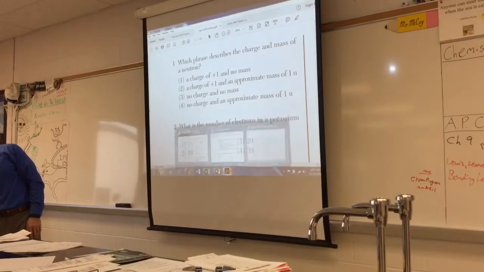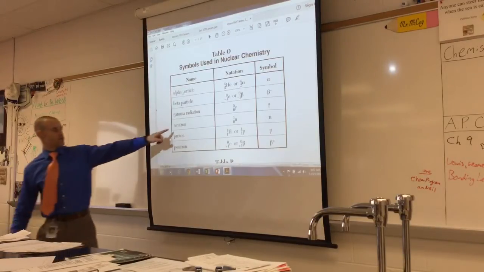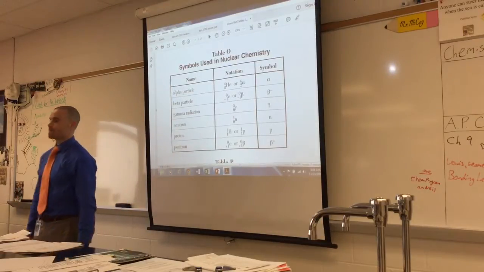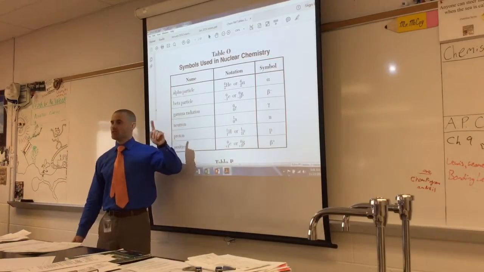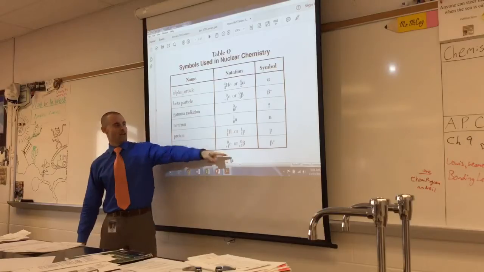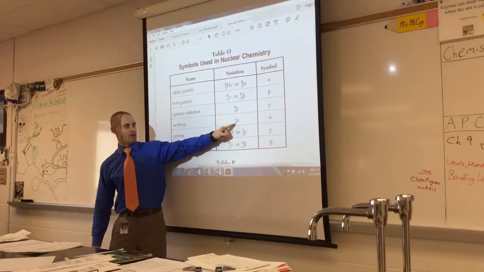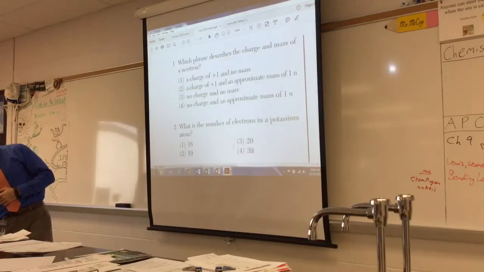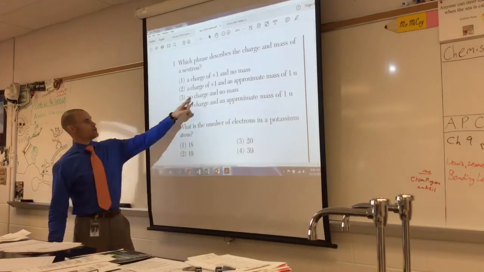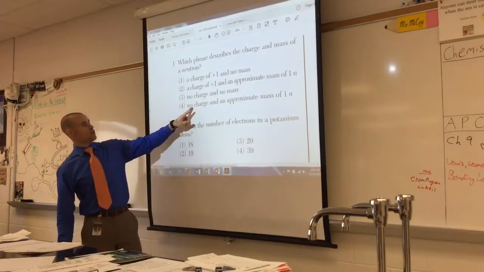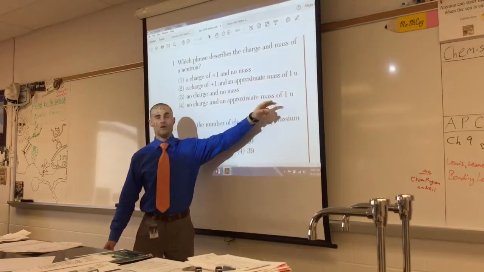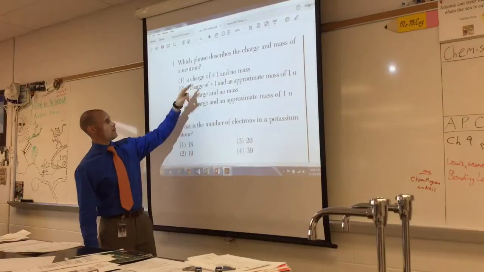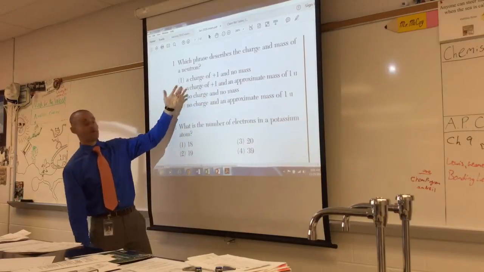So we go back to table O. Here's the neutron. Which number, the 1 or the 0, gives us the mass? The 1. Which one's the charge? 0. So the mass is 1, charge is 0. Let's go back to the question. So, no charge, no mass is wrong. No charge and approximate mass of 1 U. You don't know what that U means. That sounds right. Charge of plus 1, that's not right. So we know 1, 2, and 3 are wrong.